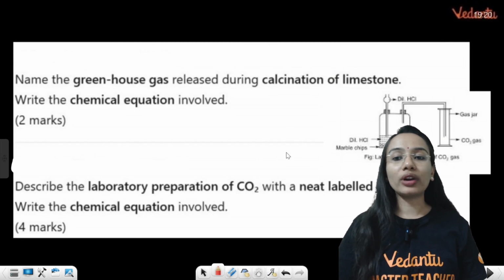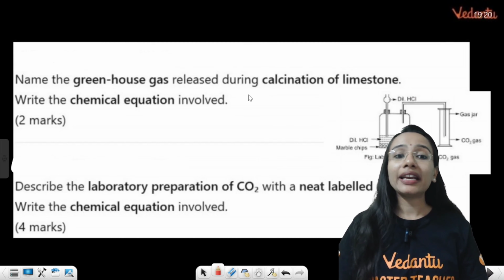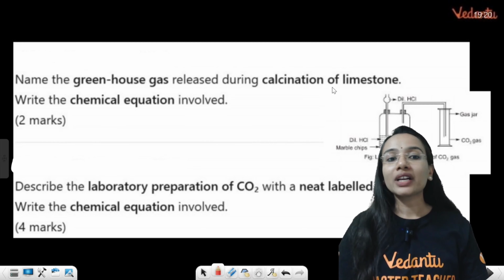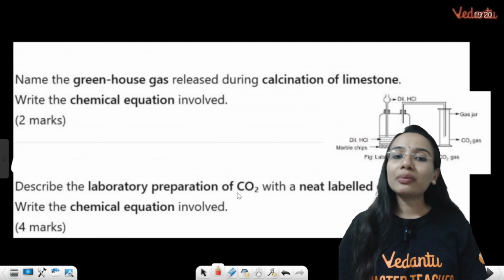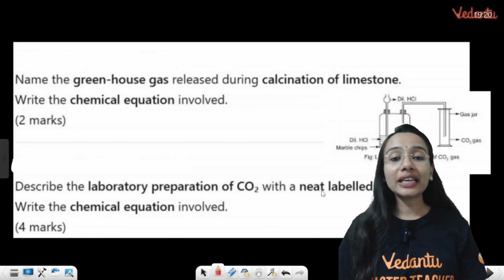We have one more laboratory preparation question. Name the greenhouse gas released during the calcination of limestone. Write the chemical equation involved. Then, describe the laboratory preparation of CO2 with a neat labeled diagram.